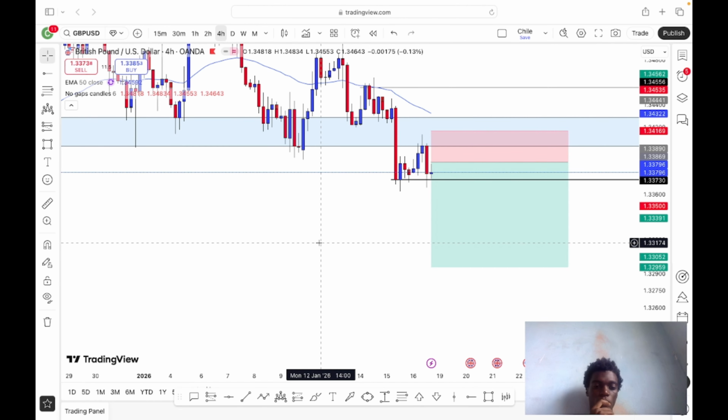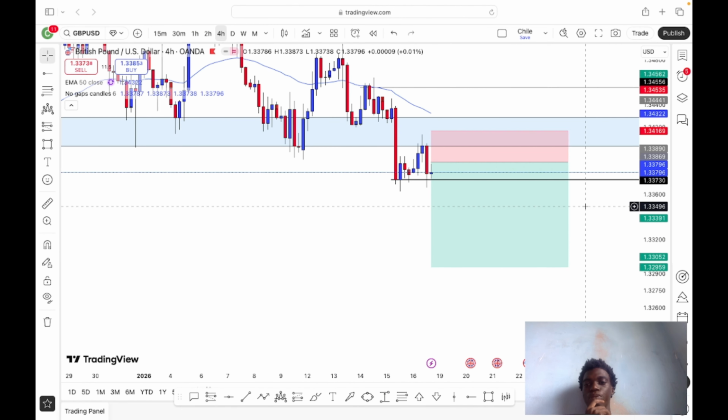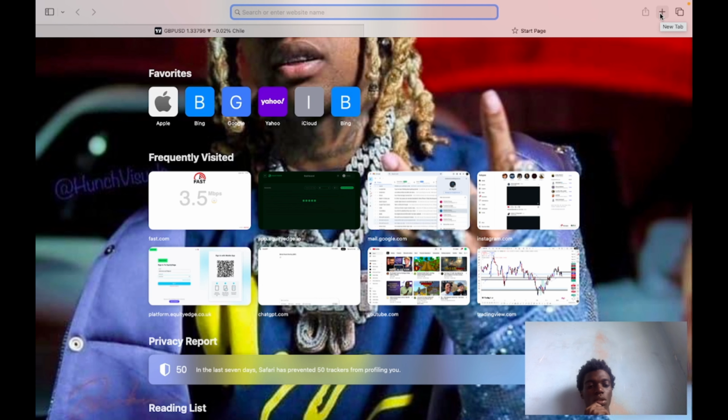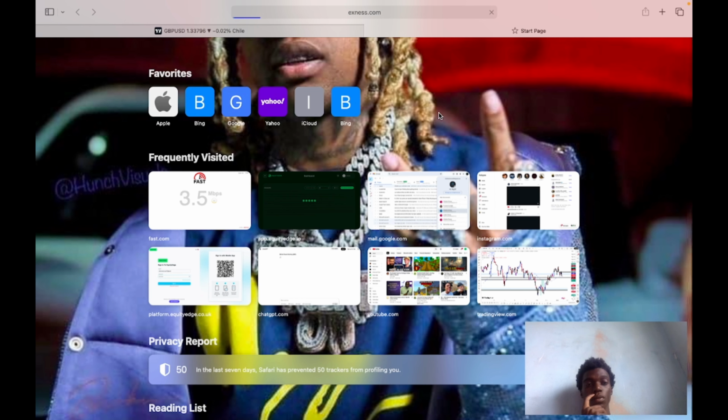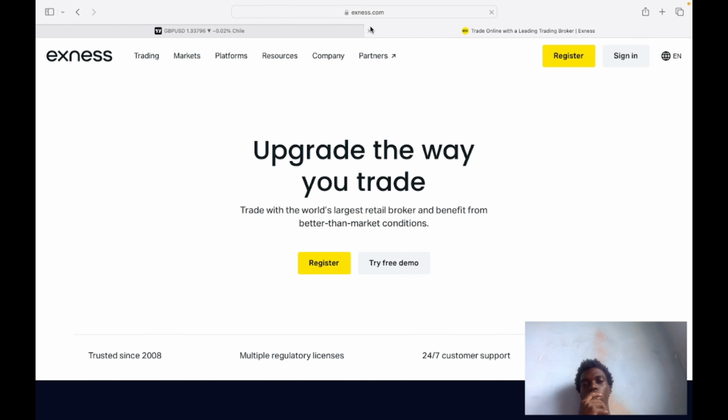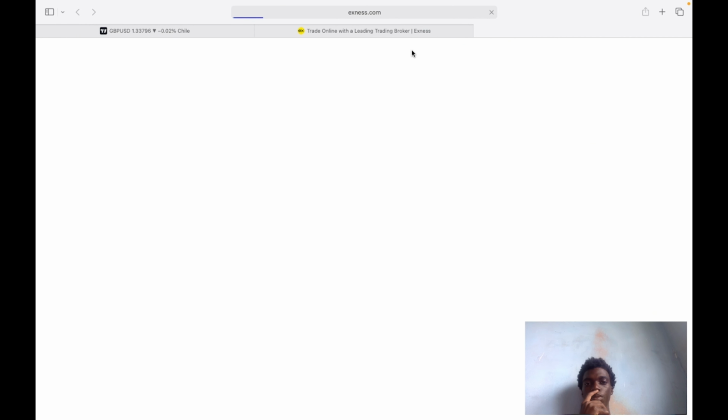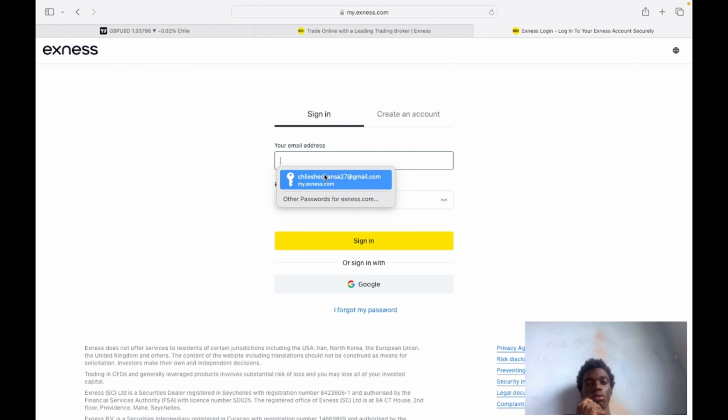So without waste of time, let's just create a demo account. The broker which I'll be using is Equity Edge. Xness. Equity Edge is Profim. So I will be using Xness.